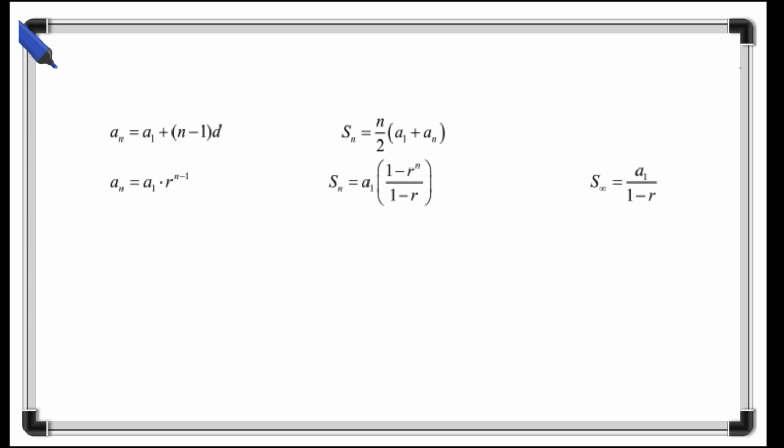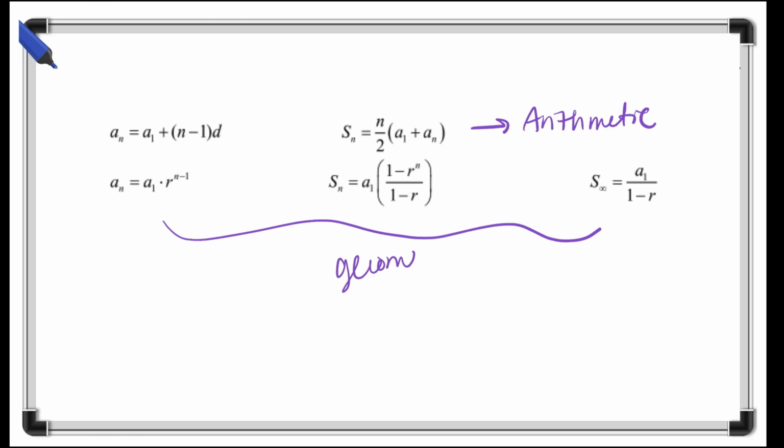So here are your formulas for sequences and series. Your top row is the arithmetic, and the bottom row is the geometric. Make sure that you understand that the D stands for common difference, and the R stands for your common ratio. S stands for the sum, A sub 1 is your first term, and A sub n is your nth term, whatever that might be.